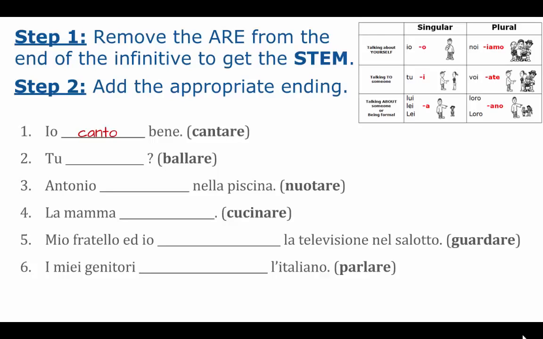Let's take a look at number two. Tu, and the verb is ballare, which means to dance. So I want to ask, do you dance? So I need to conjugate the verb ballare in the tu form. To do so, I'm going to take off my ending, and I'm left with bal. And the new ending I need to add in the tu form is the letter I, which is pronounced E. So balli. Tu balli.